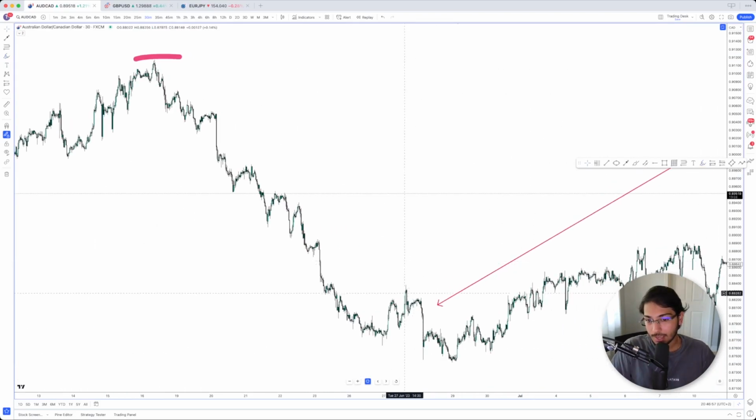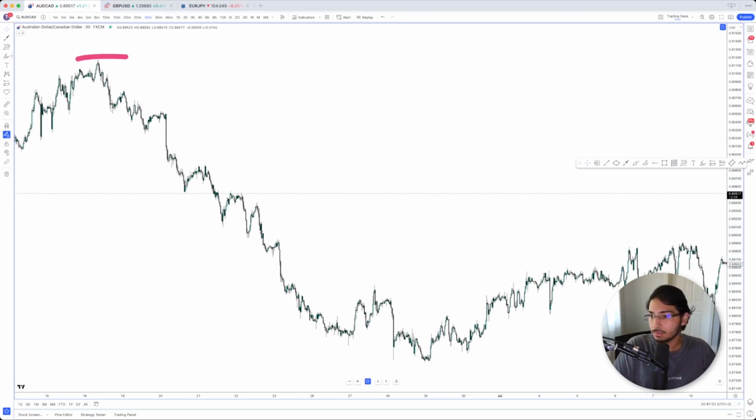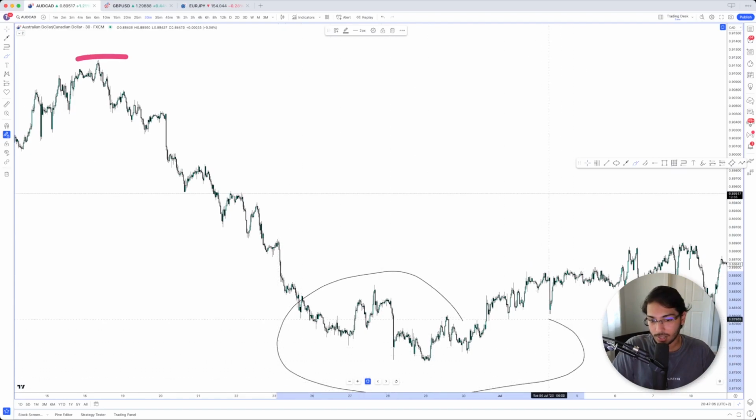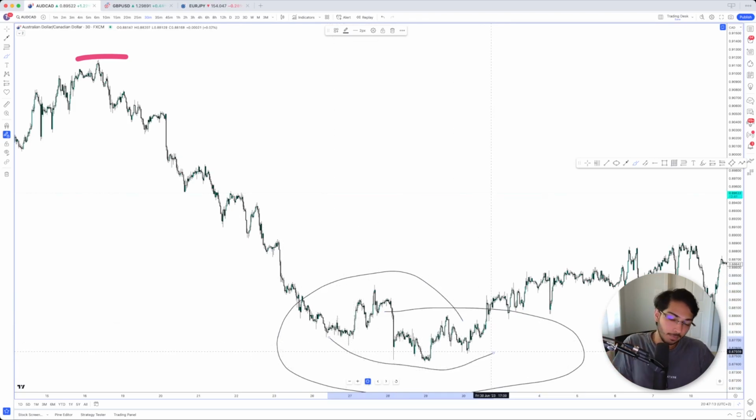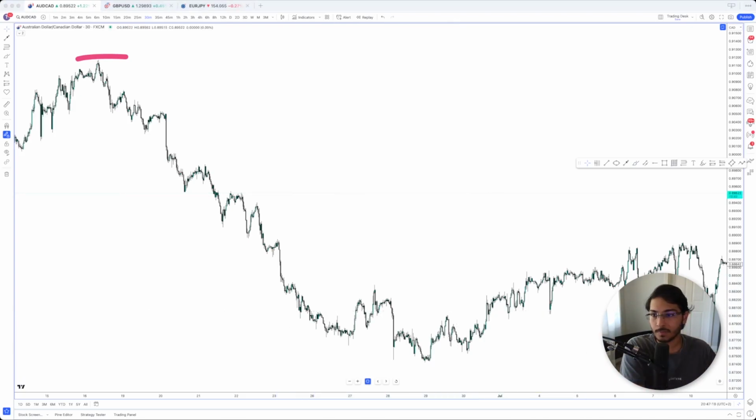I started looking at AUD CAD as price was really over here. Some of my friends were in some trades that they had gotten stuck in, and they were asking for some advice. They started asking for advice around this area on price. And around this area, I was just like, hey, when it comes down to it, price is starting to look like a schematic, right?